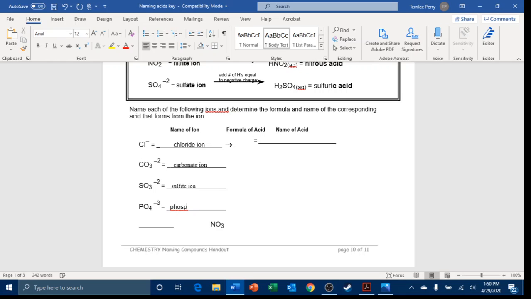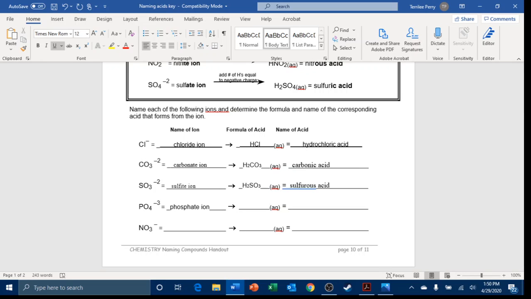That's not right. And that's not right either. Ion. Okay, so it's a phosphate ion. Let me adjust that just a little bit. Okay. And we're going to see what the name of it is.